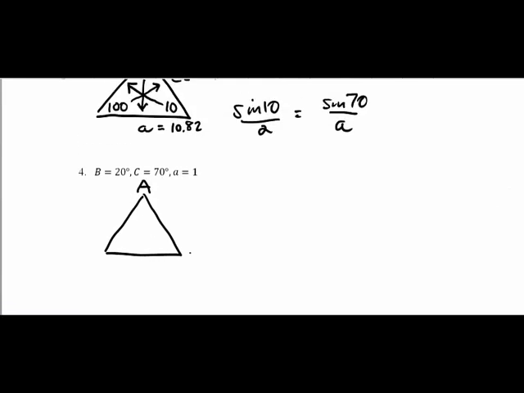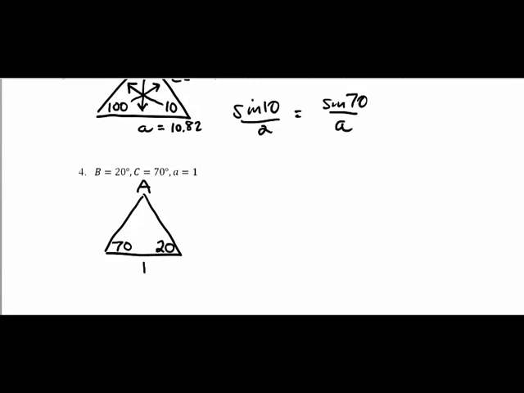Do I know my angle B? Yes, I do. I do know my angle B is 20. And then angle C is 70. Okay, great. And I know my side A, which happens to be 1. Okay, cool, because I know that this is across from here.